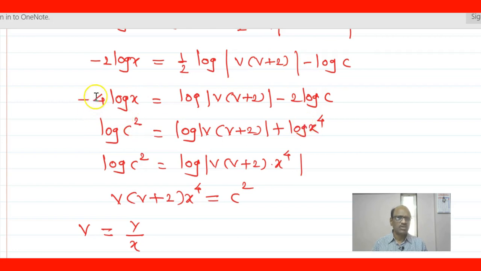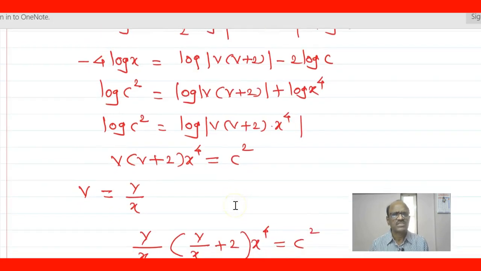It becomes log of x raised to 4. Now simplify this. That is the addition of these 2 logs. It becomes multiplication. That is, log of c square is equal to log of v in bracket v plus 2 dot x raised to 4. Now cancel log on both sides and then you will get v in bracket v plus 2 into x raised to 4 is equal to c square.